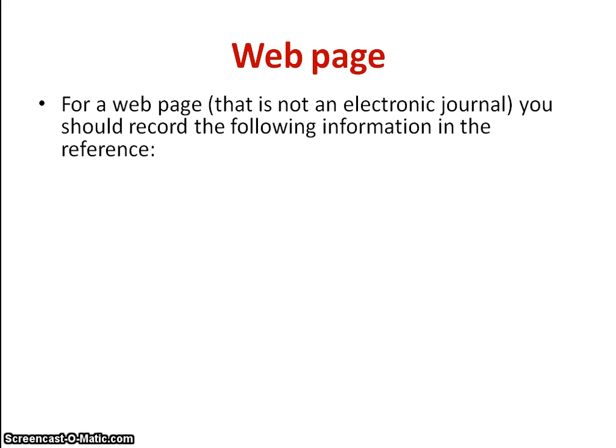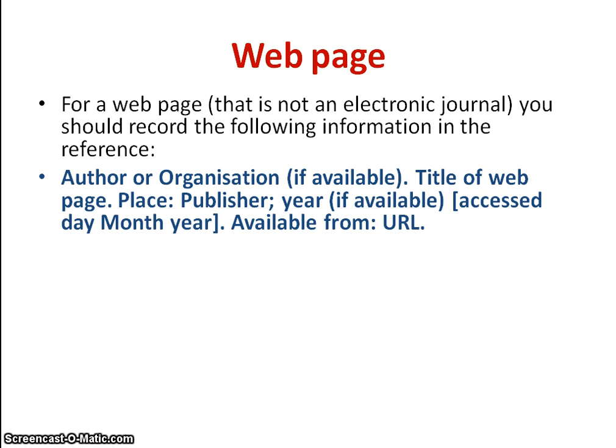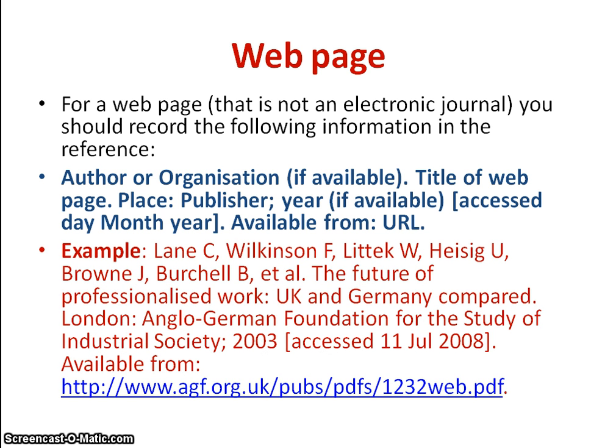How to cite a web page? For a web page that is not an electronic journal, you should record the following information in the reference: author or organization if available, title of web page, place, publisher, year if available, cited day, month, and year, available internet address. And this is one of the examples.